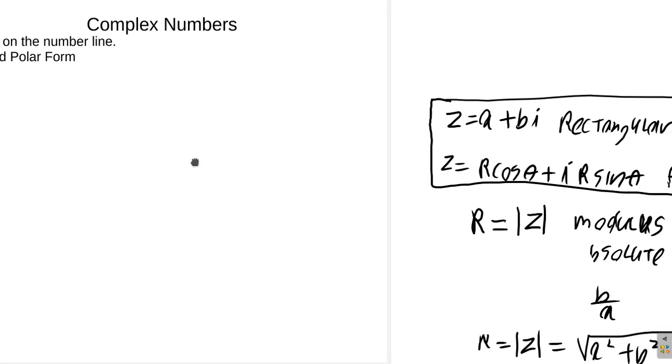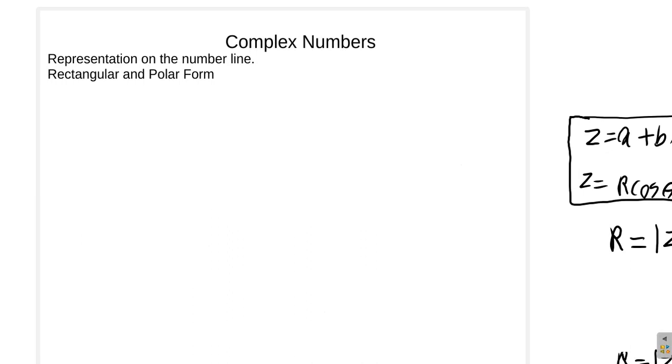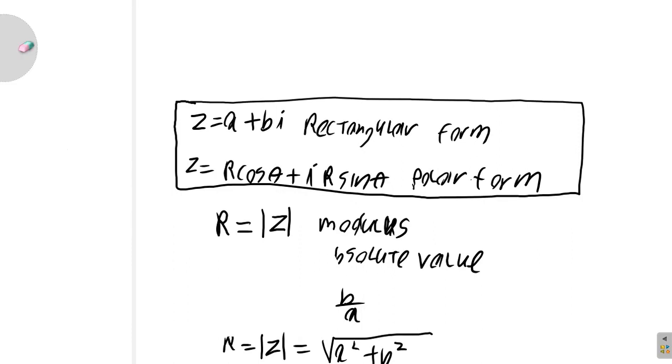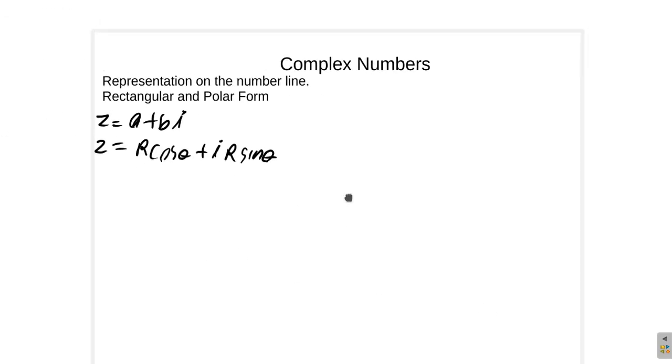So z equals a plus bi, that's the rectangular form, and z is equal to r cos theta plus i r sine theta is the polar form of the complex number. Remember, the polar form contains the angles. Alright?